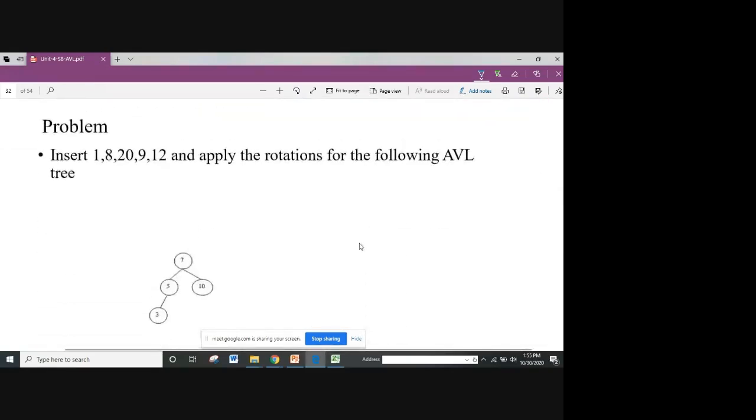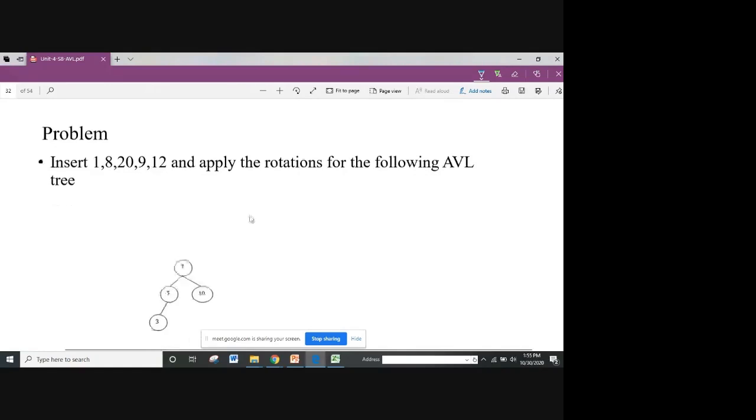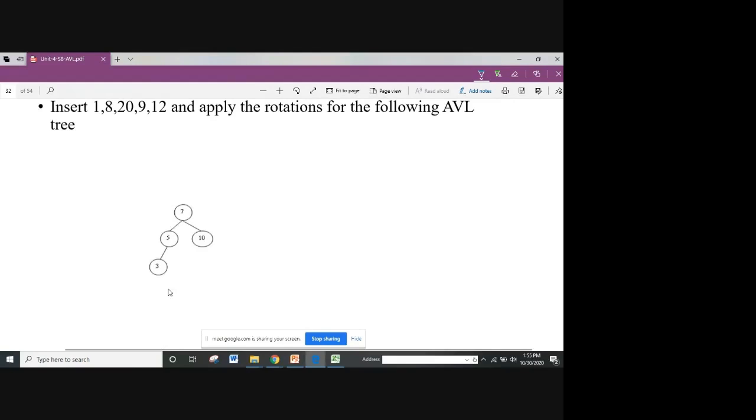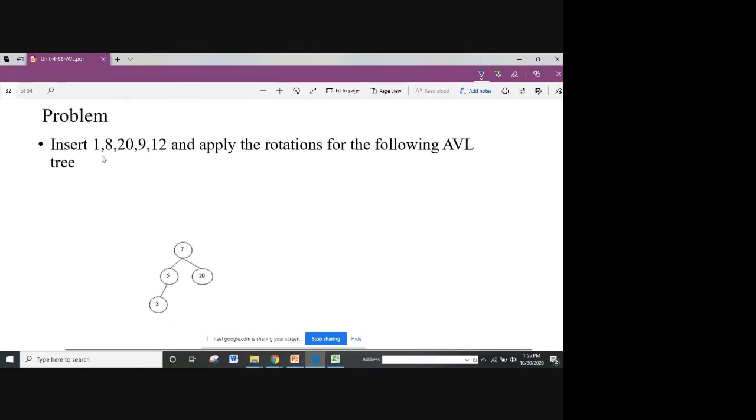Now see this example. Insert these numbers and apply the rotations. This partial tree is already given. Sometimes they might give a tree, or they will directly give the numbers alone. If they directly give the numbers, start from node 1. 1 will be your root node. Then you will insert 8. 8 is greater, so you will put it on the right side.